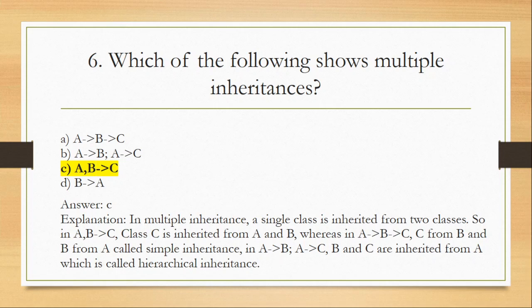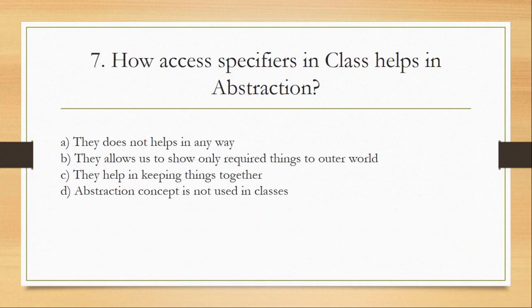In A to B, A to C, where B and C are inherited from A, which is called hierarchical inheritance. So for multiple inheritance, option C, a single class is inherited from two classes. So C is inherited from A and B. Class C inherits the features from class A and class B. So that is multiple inheritance.